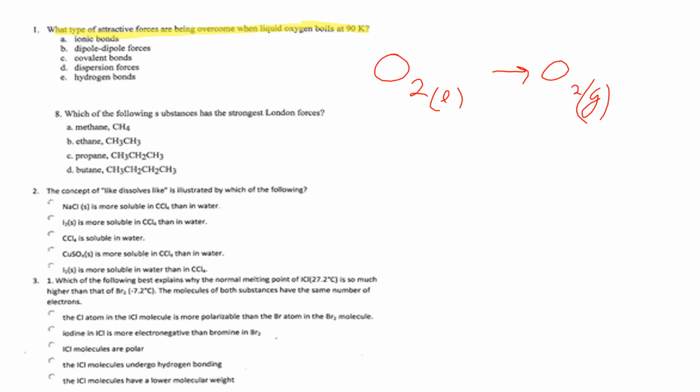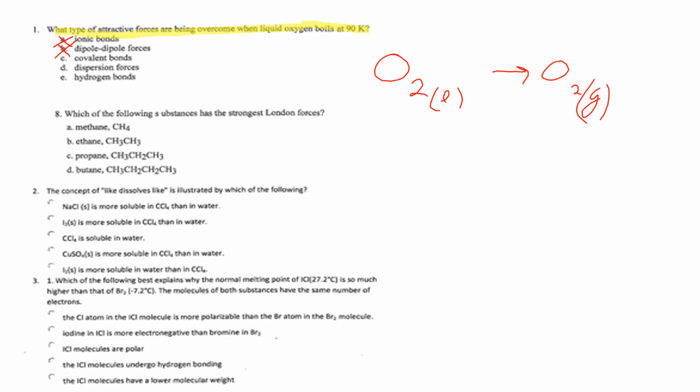So we want to think about what type of intermolecular forces are being changed in that process. Well, the first choice, ionic bonds, that doesn't look good. That's not even an ionic compound, so it can't be that. So you could rule that one out right away. You can get rid of choice A right away. Dipole, well, we know dipole comes from polar molecules. Is O2 polar? No, O2 is not polar, so we can't have dipole.